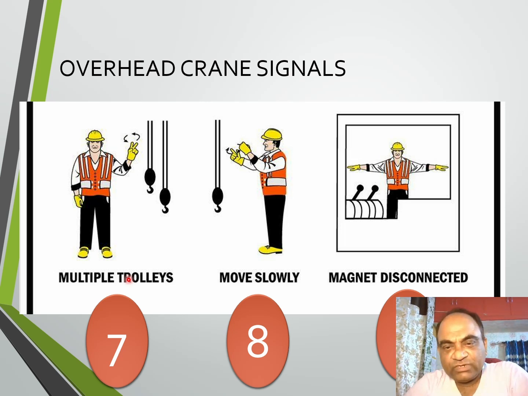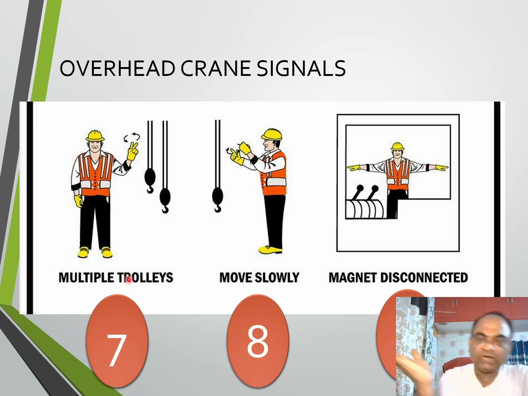The last one is to disconnect the magnet. That is the only signal given by the crane operator himself. All other signals are given by the rigger, and the operator only operates the crane. It does not give any signal. So this is the only signal that an operator will give. Before the operator disconnects the magnet, he will stand in his place and stretch his arms upward.